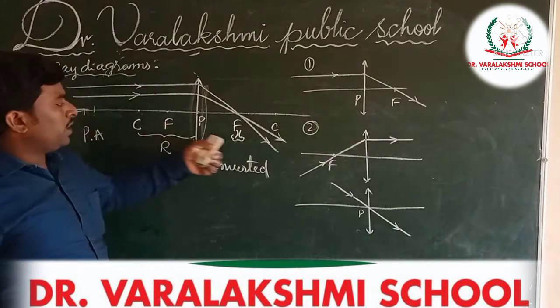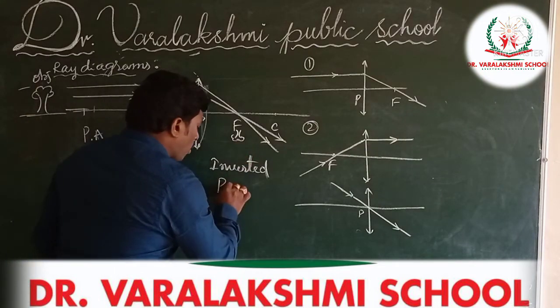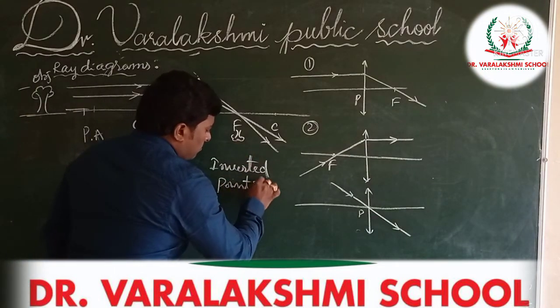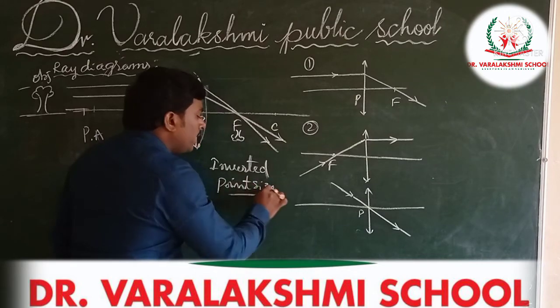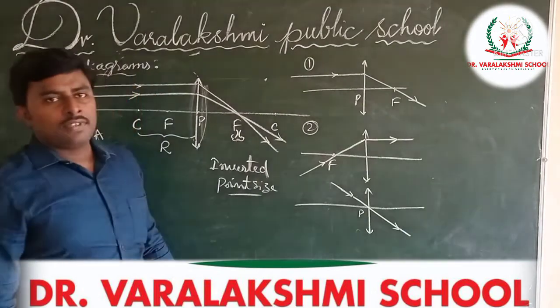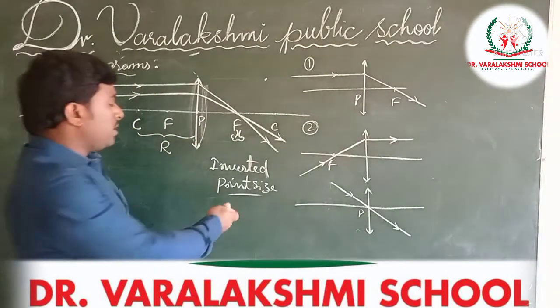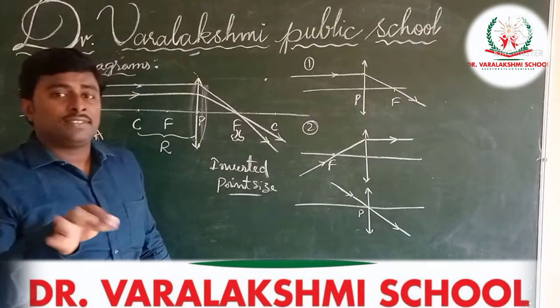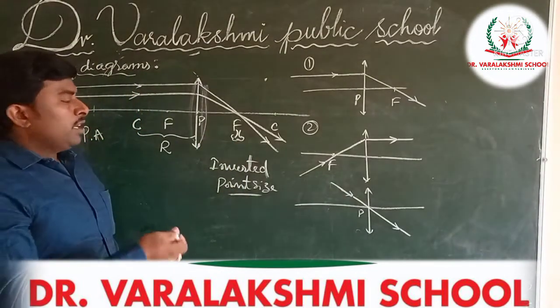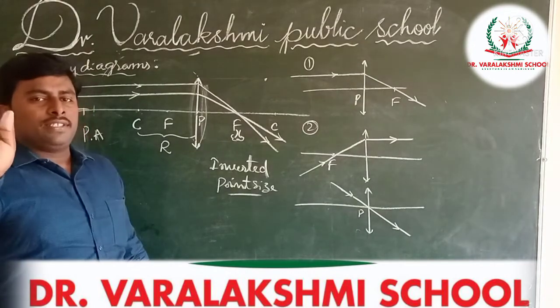And compared to the object, the image is very small. Here, especially, it is called point size. Point size doesn't mean that it has some particular size, like if you keep a point, how much size the point has. Point size means it is the finest, the smallest size out of all the images.